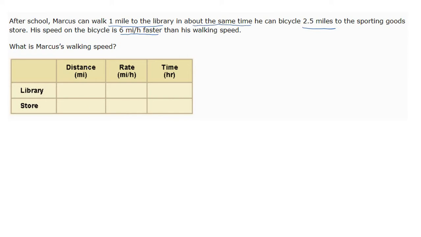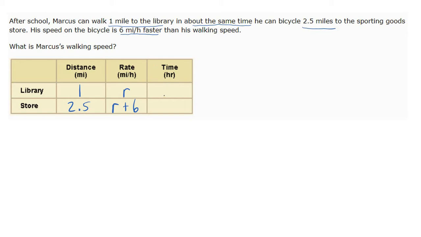And they've given us a table. Let's plug things in. What's the distance to the library? Well, it's 1 mile. What's the distance to the store? 2.5 miles. So 2.5. What's the rate? How quickly is he walking? Well, we don't know, right? That's what we're trying to figure out, so we're just going to call that R. What's the rate he's riding? Now, here's where this comes in. His speed on the bicycle is 6 faster than walking, so this would become R plus 6.